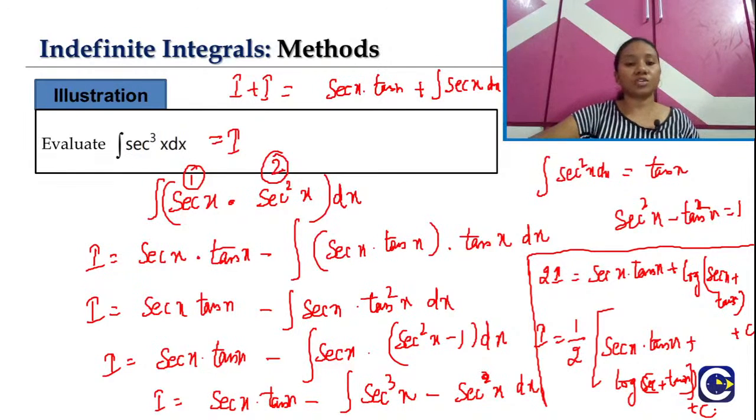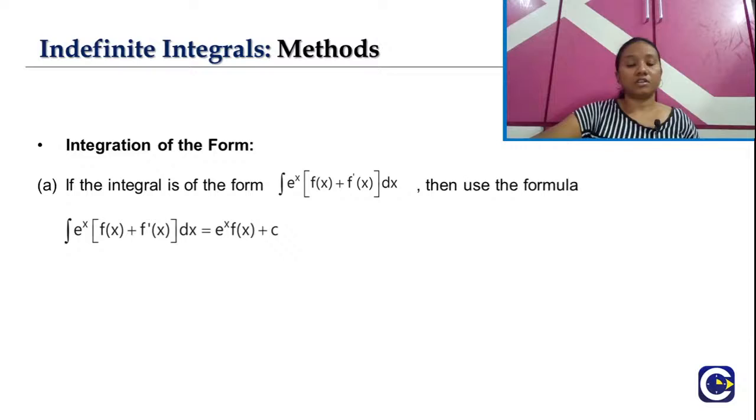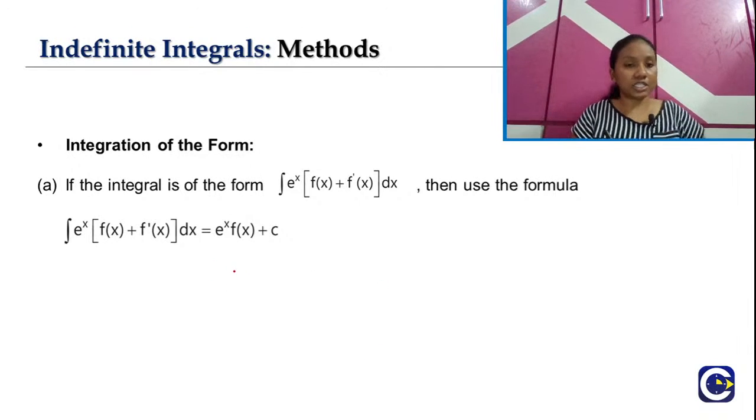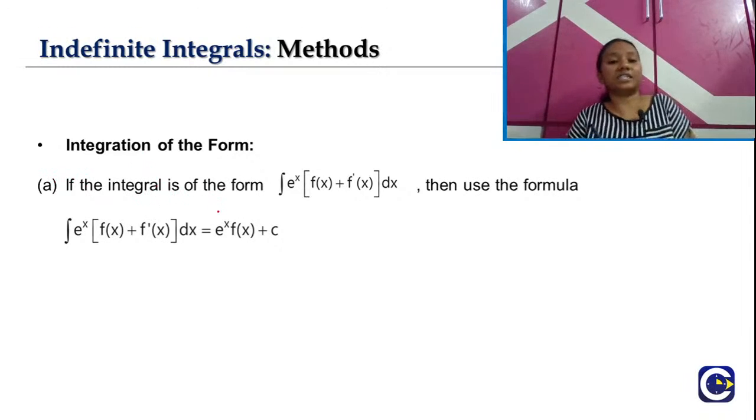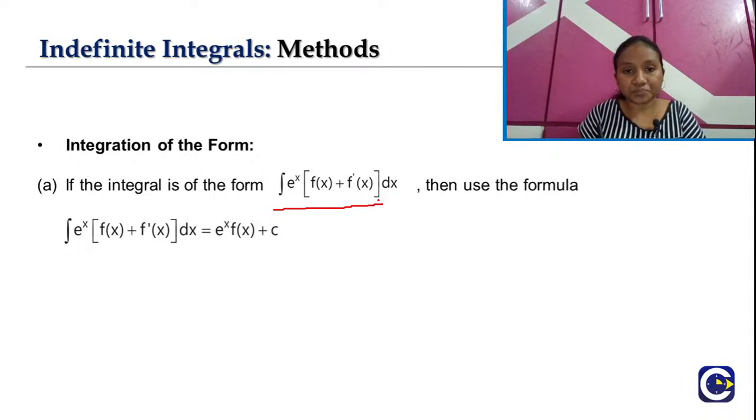Right, so let's move on to the next integration method, that is integration of some particular forms of equation. Right, so let's see the first one here. This is related to our exponential function. If any of the integral is in the form, that is integration of e power x multiplied by f of x plus f dash x, so e power x will be there as well as f of x plus f dash x.